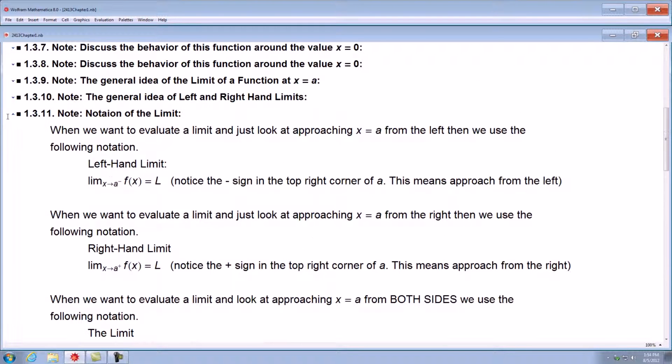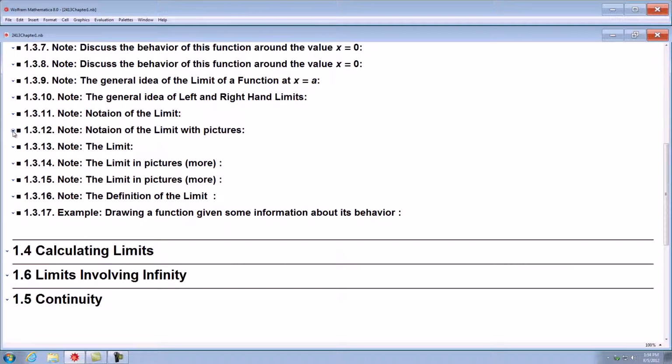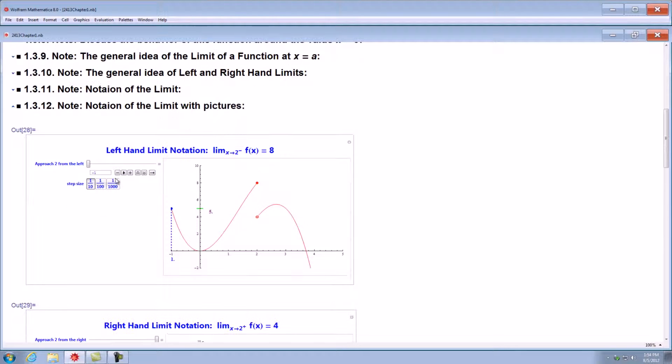All right, here's the idea with pictures. Left-hand limit notation: what is the limit as x approaches 2 from the left of this function? Well, it should be equal to 8. Again, we came in here, we're approaching the value x equals 2, but we're coming in from the left, so the function is approaching 8. We've seen that.